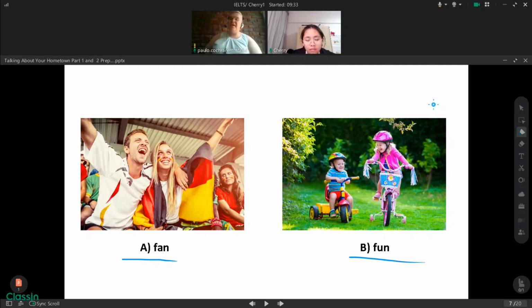Okay, so we are looking at the two sounds that we are making here. We got the a sound as in fan and the u sound as in fun. As you can see, many people sometimes get confused with the two sounds, and it's good to keep practicing them. So when we have a fan, that means we are supporting someone. If we are having fun, we are enjoying ourselves. But very well done, Cherry. You did very good in the warm up exercise.